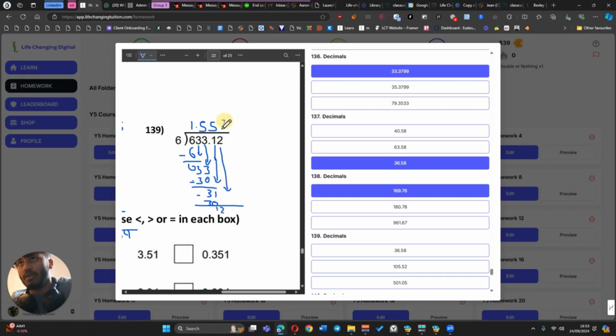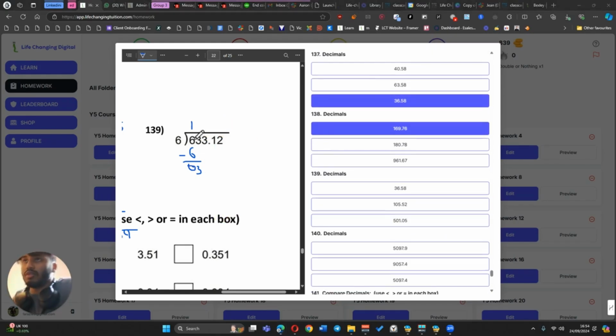And 6 into 12 is 2. So 6 doesn't go into 3 here. So what we have to do is add a 0, and that allows us to bring the next 3 down as well. Now we've got 33 here. 6 goes into that 5 times.